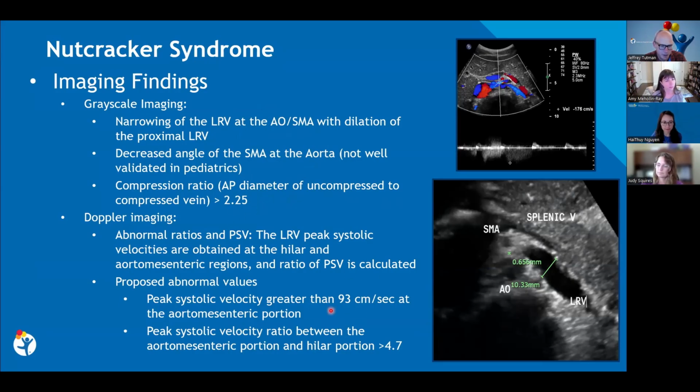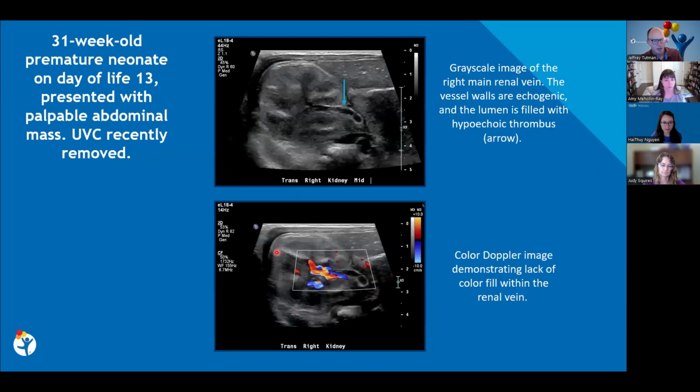Then we talked about our diagnostic criteria for this. So again, I won't belabor this too much. I have a lot of other things I wanted to chat about, but I just wanted to briefly review that as well. So the next thing I wanted to talk about was renal vein and renal artery thrombosis.